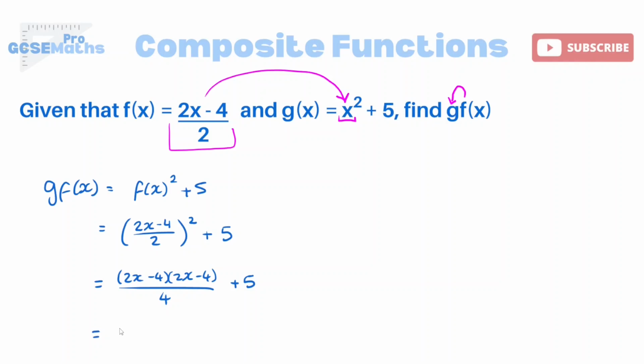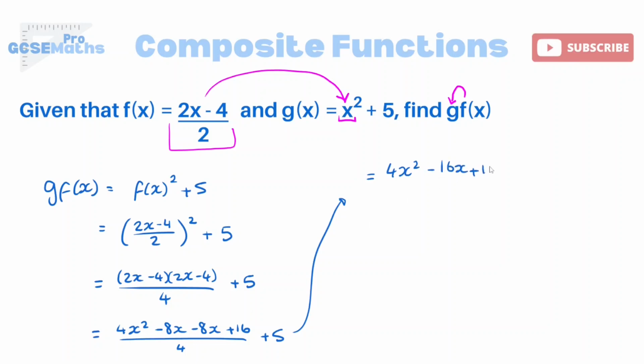So 2x times 2x is 4x squared. 2x times minus 4 is minus 8x. Obviously, same thing again, minus 8x. And finally, minus 4 times minus 4 is plus 16, all over 4, plus 5 at the end, don't forget that bit. Now I'm just going to bring it up here to simplify. The middle terms, the x terms, are like terms, aren't they? So minus 8x minus another 8x would be minus 16x plus 16 over 4 plus 5.